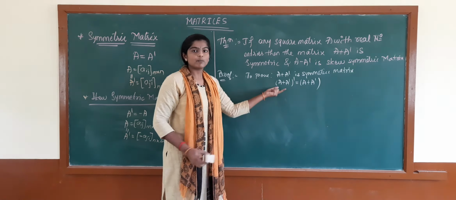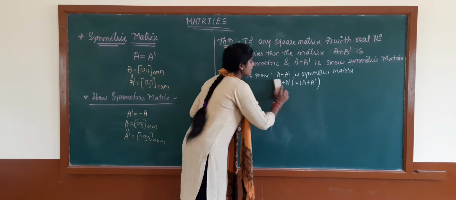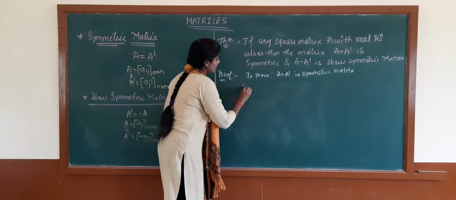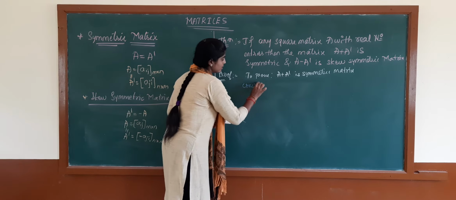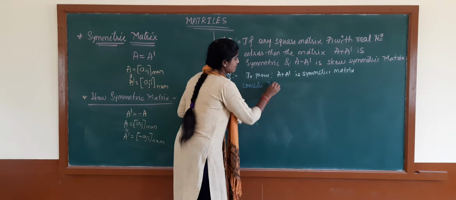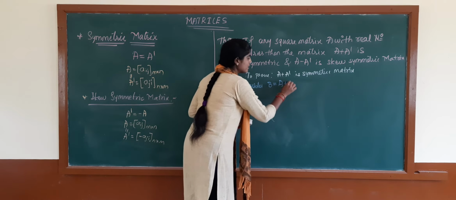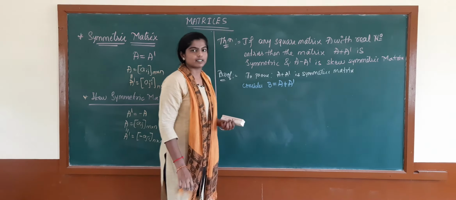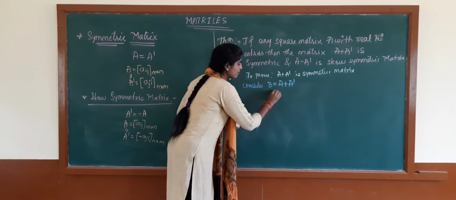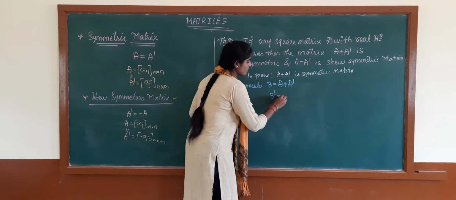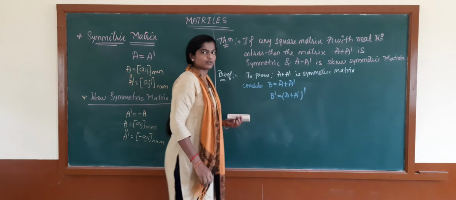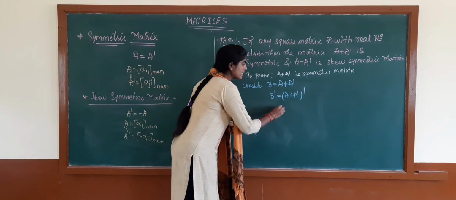So to prove this, consider A plus A transpose as B, that is B equal to A plus A transpose. If you transpose B, we get B transpose equal to the transpose of A plus A transpose.